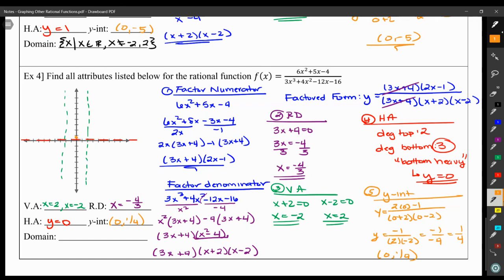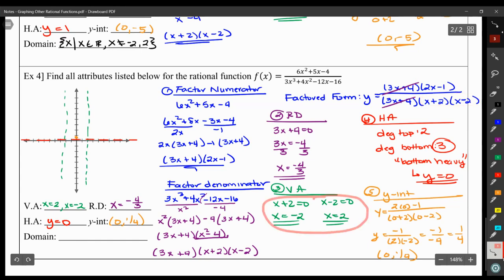This one's a little different because there's 2 vertical asymptotes. So removable discontinuities are found by canceling out the 3x plus 4, which leaves us with 2 factors still in the denominator. So for the vertical asymptotes, we have to set both of those factors equal to 0 and solve. So we have a vertical asymptote at 2 and at -2.